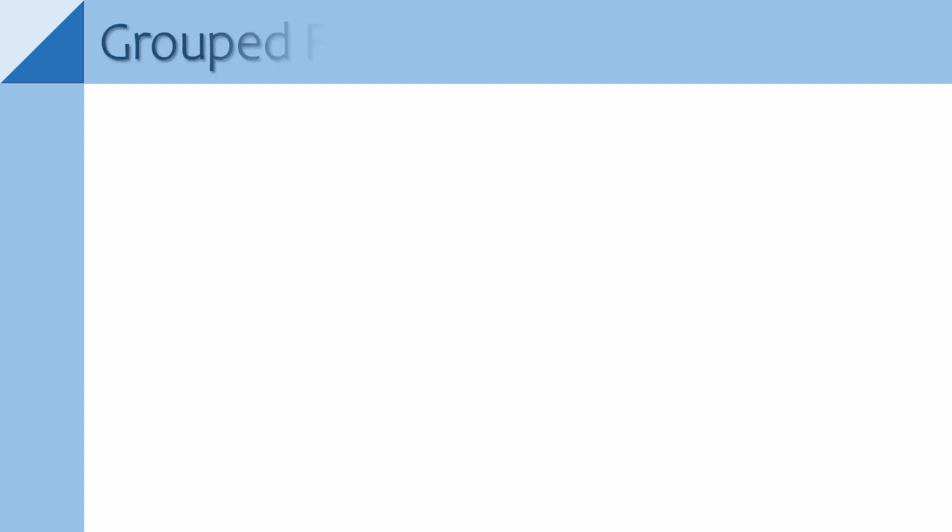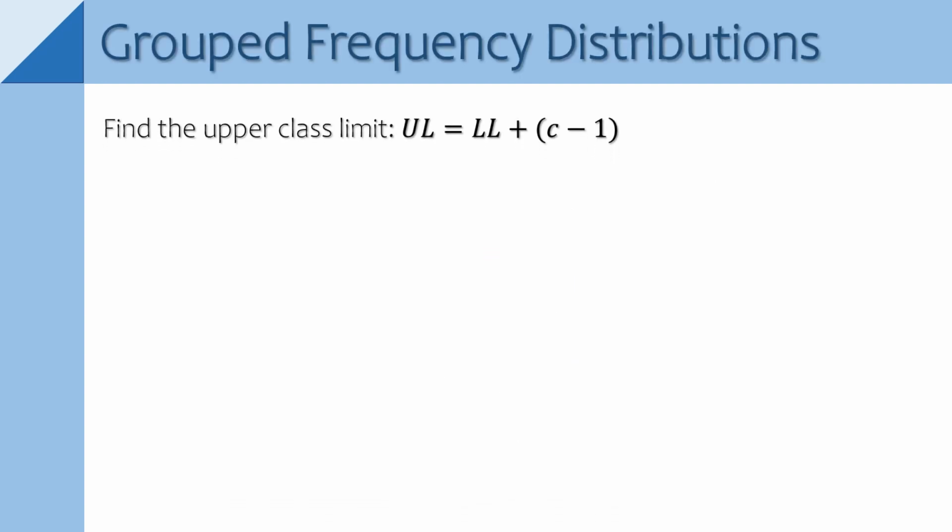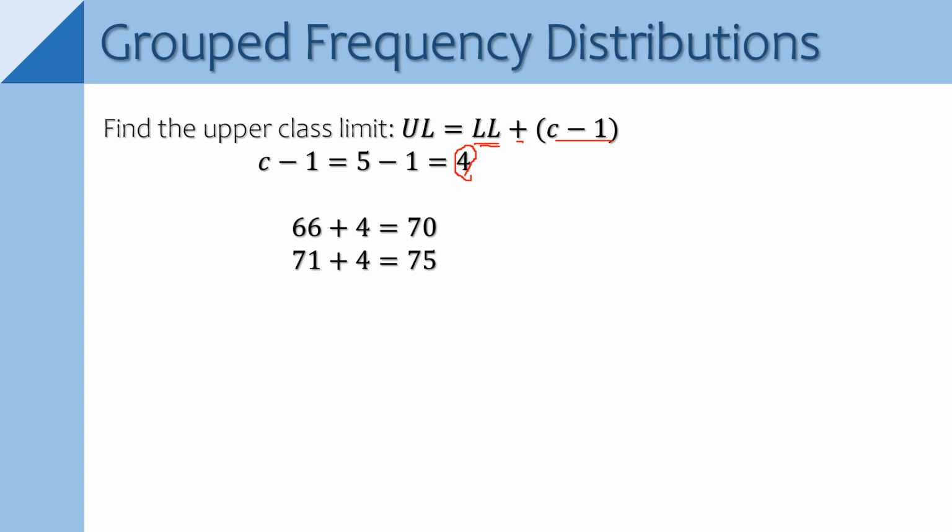Okay, now let's find the upper limit. So, in upper limit, gagamitin si lower limit, mag-a-add lang tayo ng c minus 1. Okay, so as we remember, c is equal to 5. So, we have 5 minus 1 is equal to 4. So, therefore, mag-a-add tayo ng 4 sa lower limit. Ano ba yung unang lower limit natin? So, we have 66. So, 66 plus 4 is equal to 70. Yung second lower limit natin is 71. 71 plus 4 is equal to 75.